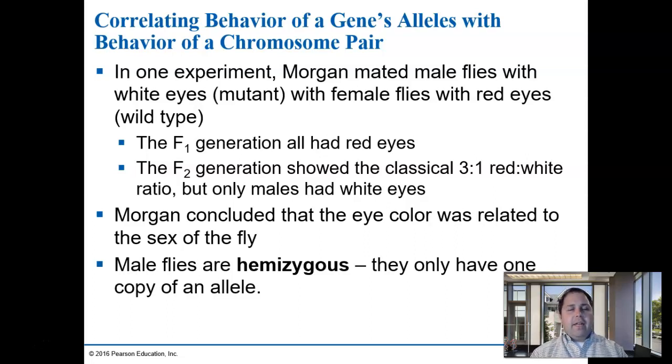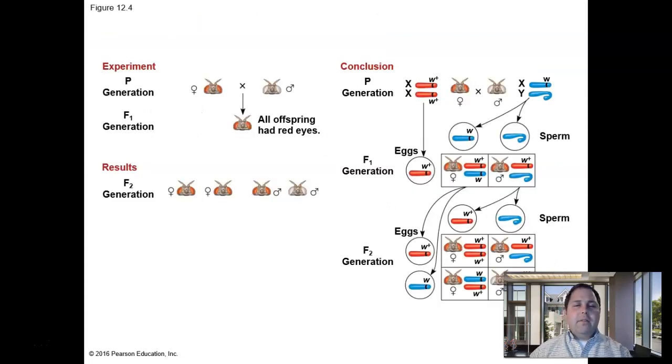The male flies are actually hemizygous. They only have one copy of the allele. So they're not homozygous, they're not heterozygous, they're hemizygous. They only have one allele. That's kind of weird to wrap your head around, so let's look at a picture of it.